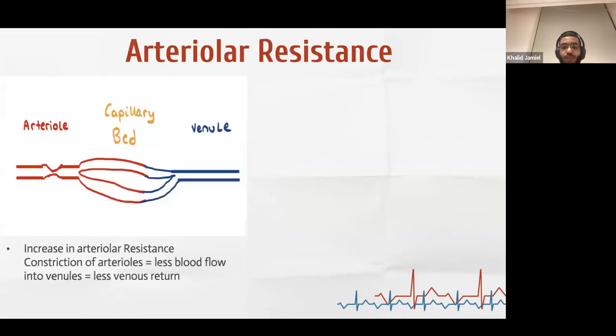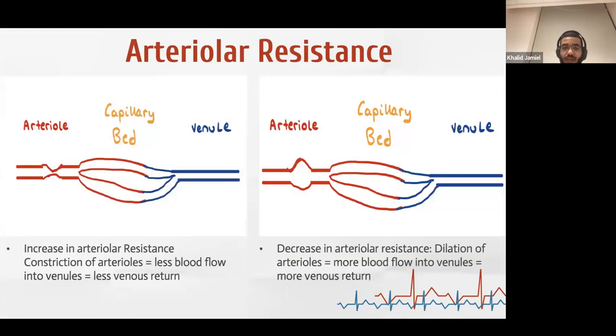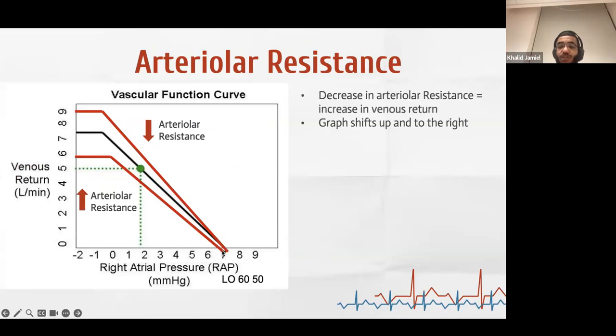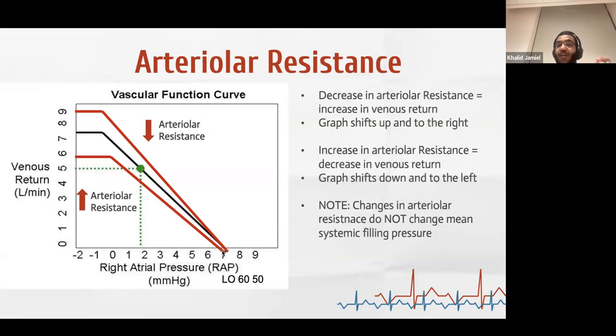However, when you're playing with the resistance, you're not introducing any new blood to the circulation, and you're not removing any blood from the circulation. Whatever is there is there. Okay, you're just playing with the pressures of arteries and veins. So that's why the mean systemic filling pressure didn't change. You guys don't need to understand why it didn't change, but you have to know that it doesn't change. You have to.